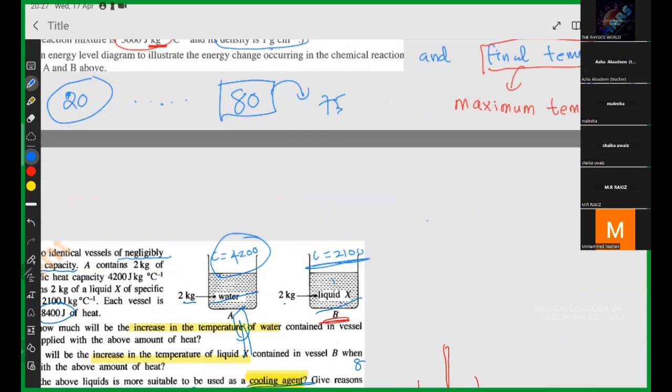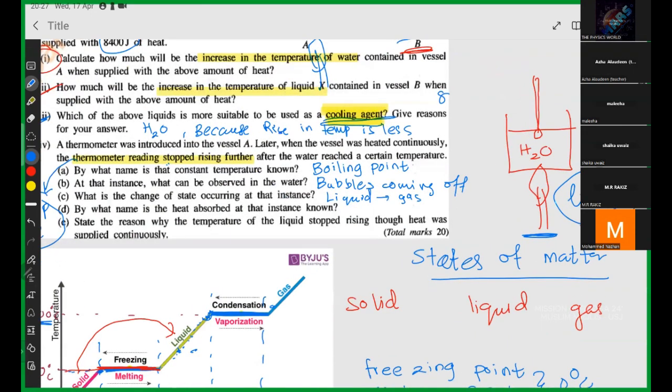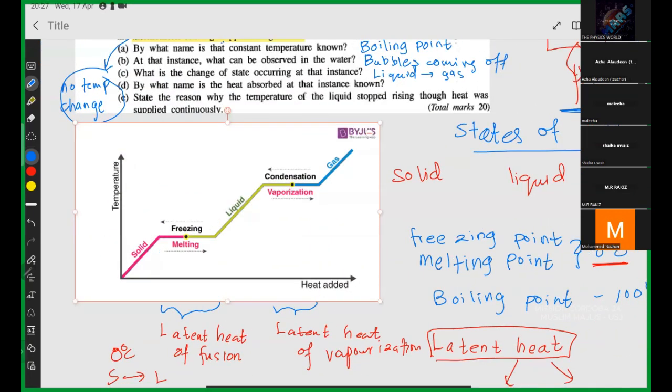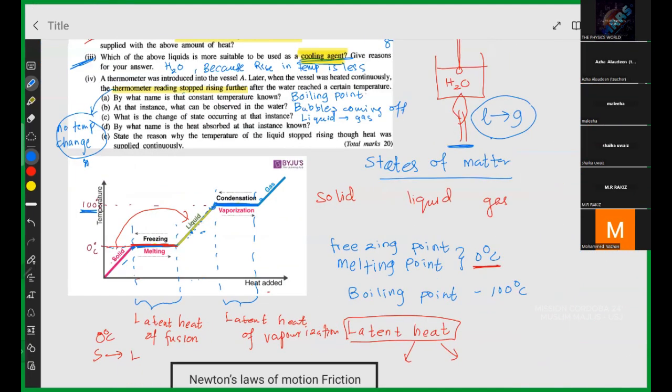Next, what is the name of the heat absorbed at that instance? Latent heat of vaporization. When liquid is getting converted to gas, there's no change in the temperature, but some amount of heat is absorbed. So that heat is latent heat of vaporization. The spelling is there now, you can look at that. Next, state the reason. Okay, before I go to the last question, until this, is it clear? Yes, teacher.